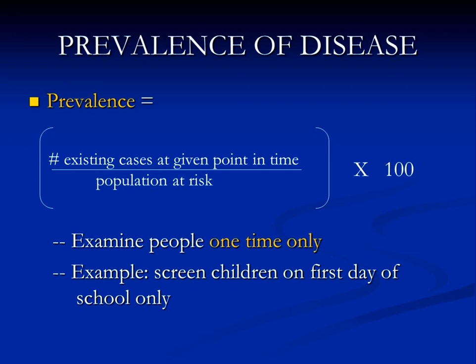And then if I wanted to express that as a percentage, I would multiply it by 100, and I could say 32% of the sixth graders at whatever school I went and screened at had dental caries. You could even say the caries prevalence at such and such school was 32%. That meant that 32% of the sixth graders had existing caries at that particular point in time. So one point in time, you're collecting data only once.